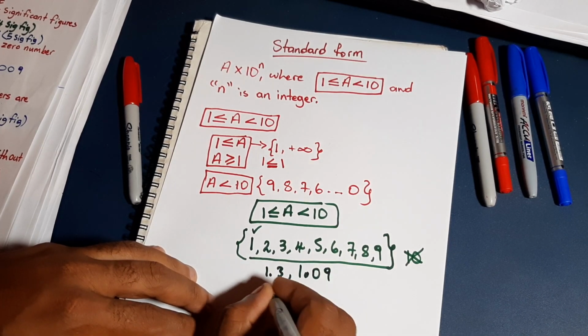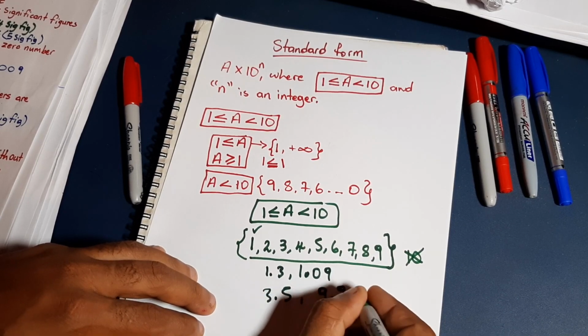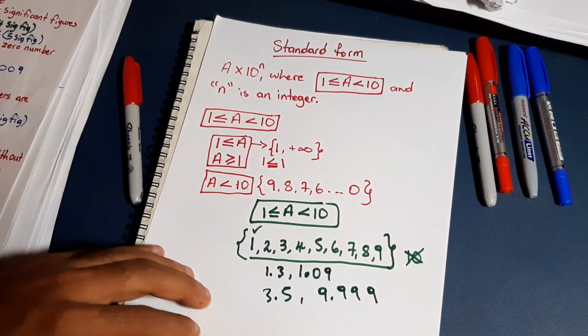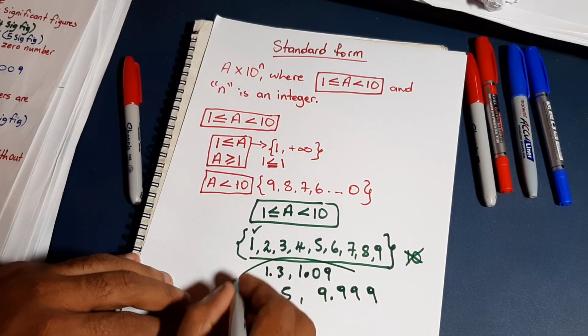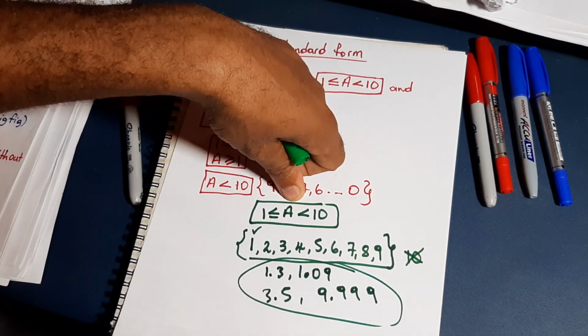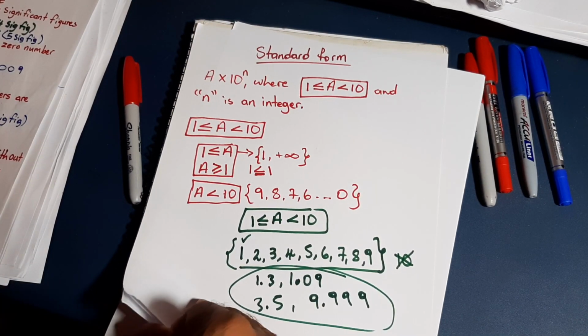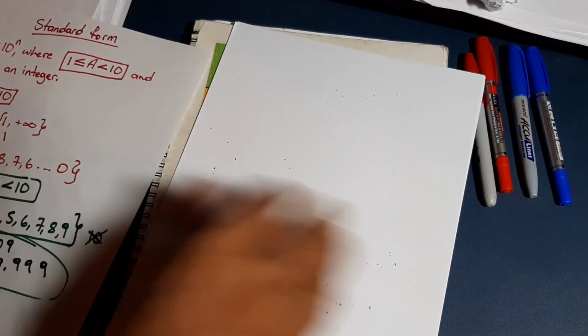1.09, 3.5, 9.999. All of these decimal values would satisfy this inequality. So let's go into the other section of this inequality, this standard form thing.